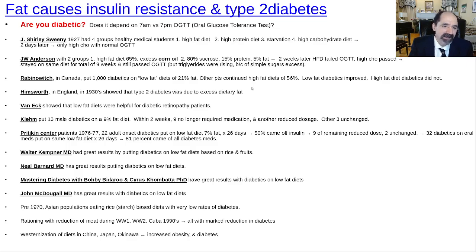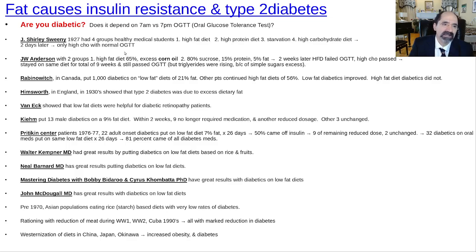So if somebody's eating a standard American diet, let's ballpark that at 40-45% fat, they're going to end up eventually testing positive for diabetes, because a high-fat diet causes increased insulin resistance. So these studies, I've got the references listed at the end of the paper if you're interested in them.